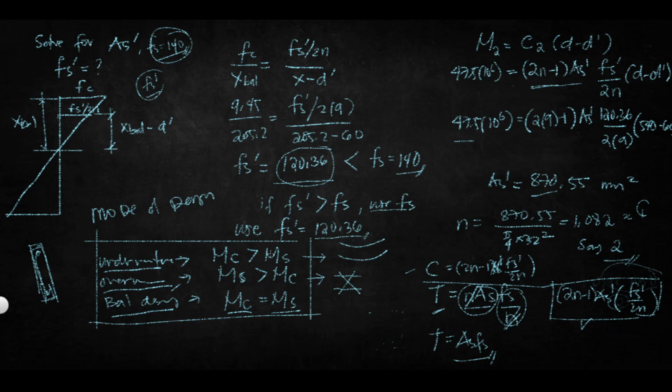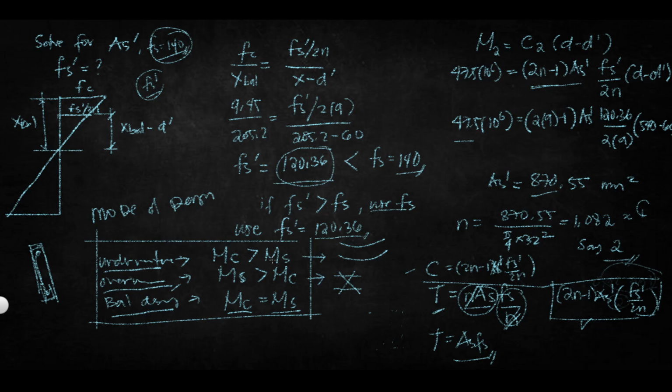So, MC is greater than MS. In other words, pag under-reinforced, mas kokonti po yung bakal. Pagka over-reinforced naman, madami yung bakal. Pagka-balance design naman, sakto lang yung bakal. In actual class, we cannot achieve po yung balance design.